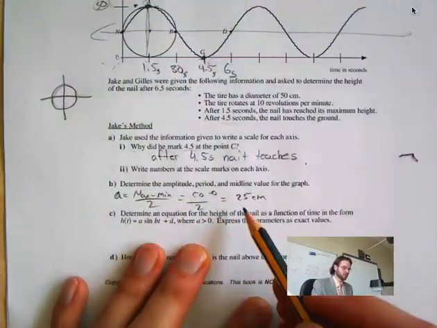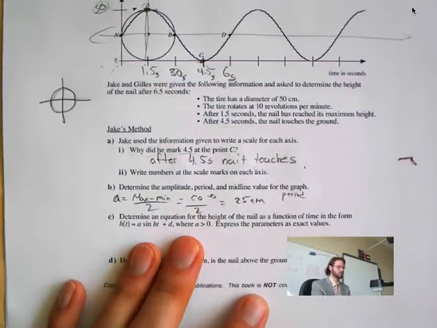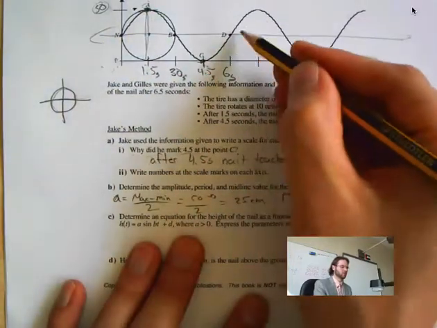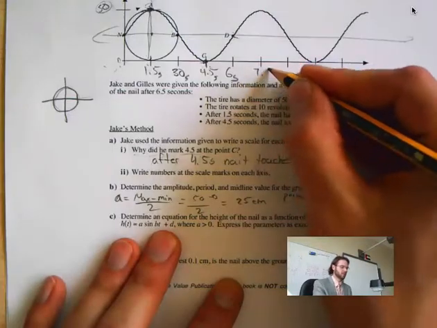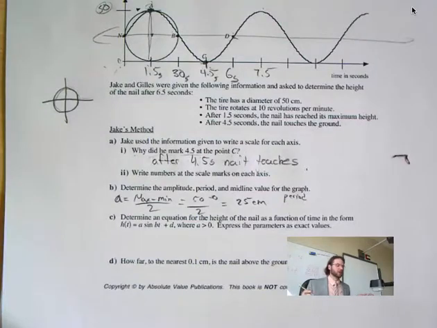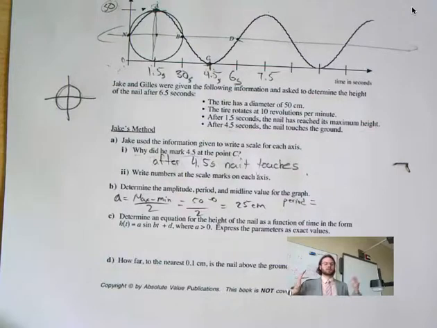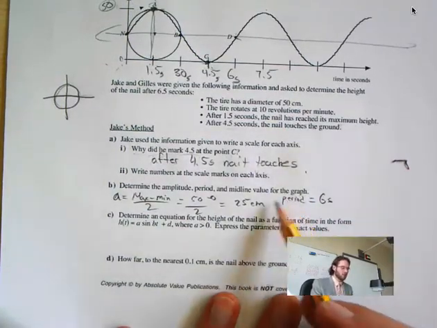So there's the amplitude. Period: from here to here is one full revolution, 6 seconds. Or I could have kept on going, 1.5 to 7.5, 6 seconds. Or I could have thought of it this way: I have 10 periods in a minute, 60 seconds in a minute. 60 divided by 10, 6 seconds a period. So it's 6 seconds.